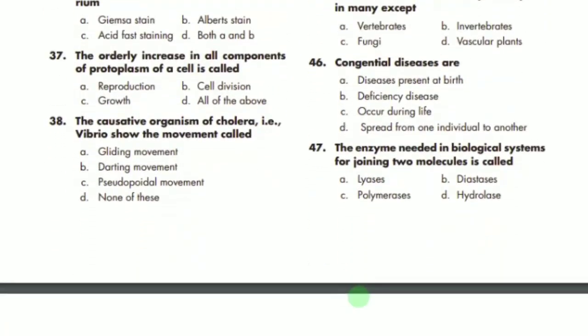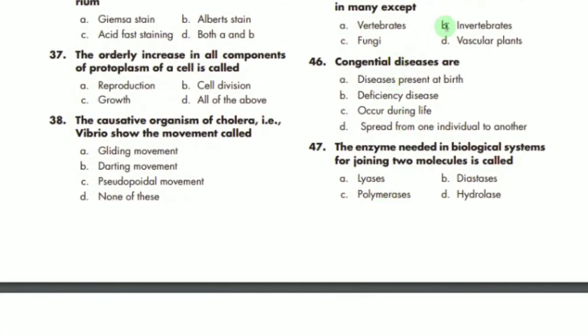MCQ number 45 says that somatic cells of the adult body are haploid in many except... The correct option is except fungi, while in the rest of the options somatic cells are mostly diploid.